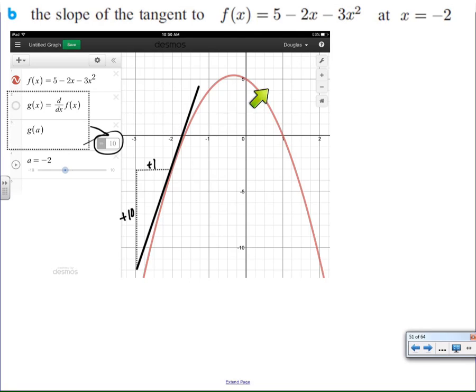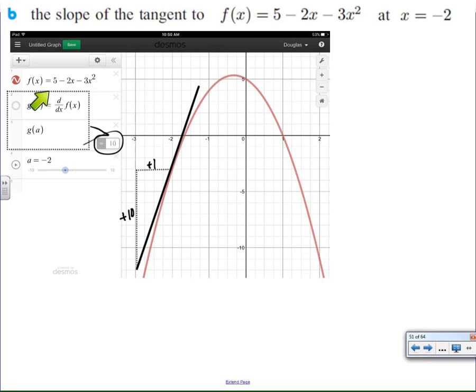So it's important to see what to anticipate, what we're looking for first. So what I've done is I've graphed the function. It's a downward shaping parabola. I found where x equals -2 and followed it down to the graph. And then I was able to estimate the slope of this tangent line that I drew in here. And it looks like we go up 10 over 1. And so we're looking probably f prime of -2, the derivative, slope of the tangent. It's going to be positive 10.